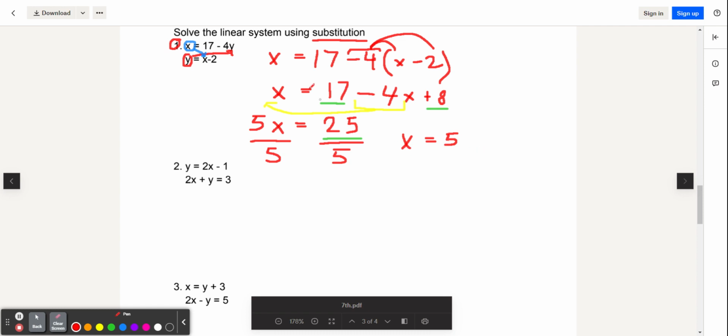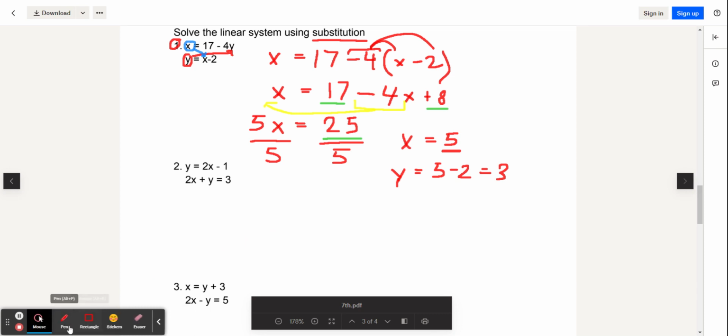But we aren't done yet. It is a linear system, two equations, two variables. As such, we need to solve for y as well. So we plug this x value into our original equation. Either one works. I'll be picking the second one because it is simply easier. Y equals, instead of x, we write 5 minus 2 equals 3. And that would be our final answer. X equals 5, y equals 3.